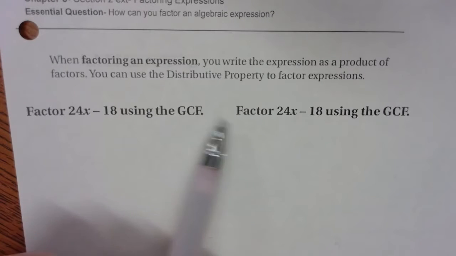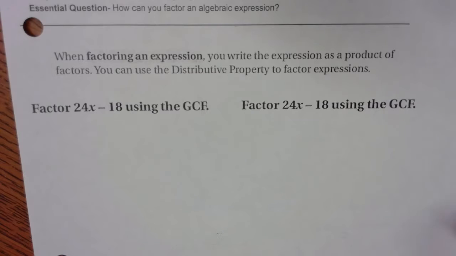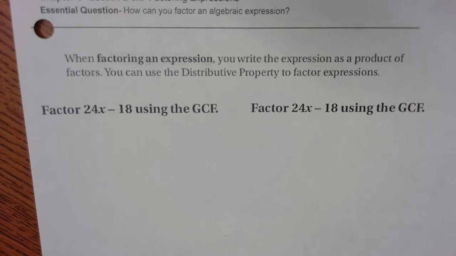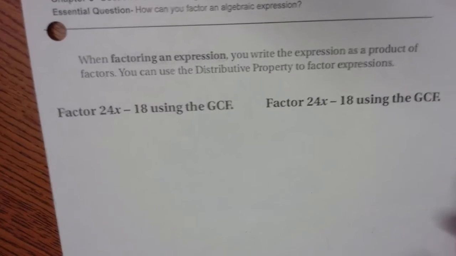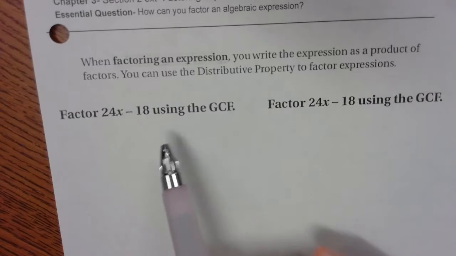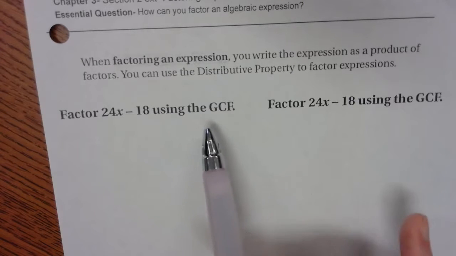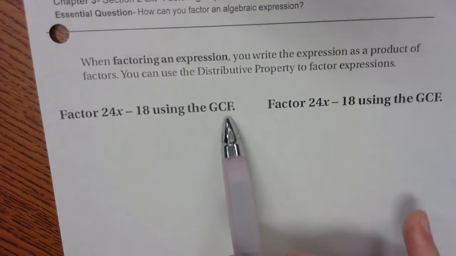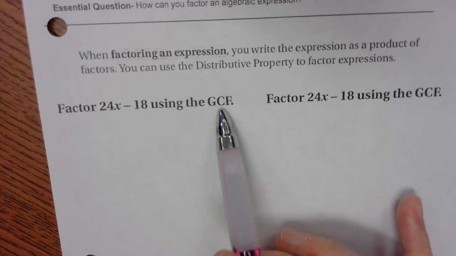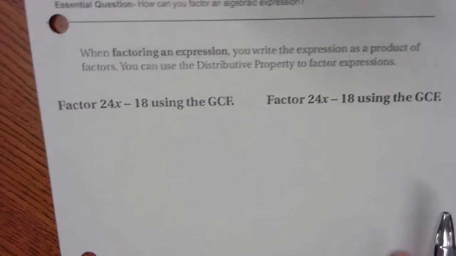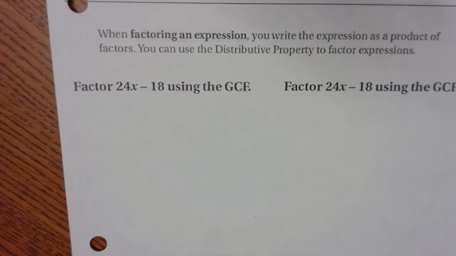If you notice these first two problems, they have the same numbers. I'm going to show you two separate ways of doing it, just because some of us like different options, so I want to give that to you. First it says factor 24x minus 18 using the GCF. Remember, GCF is greatest common factor. Using the GCF is the fastest way to do it, but if we don't remember how to do it, I want to make sure you have options.